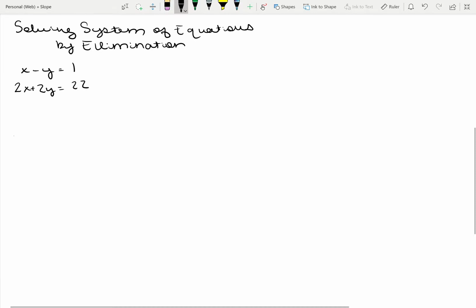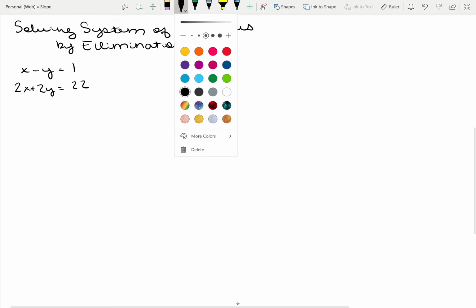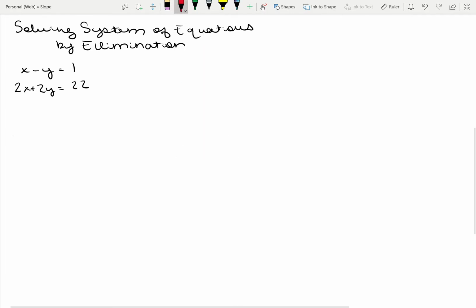Today we're going to take a look at solving systems of equations by elimination. So we have the problem x minus y is equal to 1 and 2x plus 2y is equal to 22. The first thing I want to do is rewrite my problems to the right here, along with a few steps to help us solve for x and y.